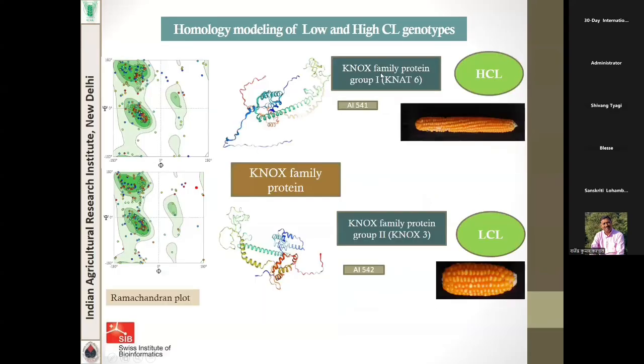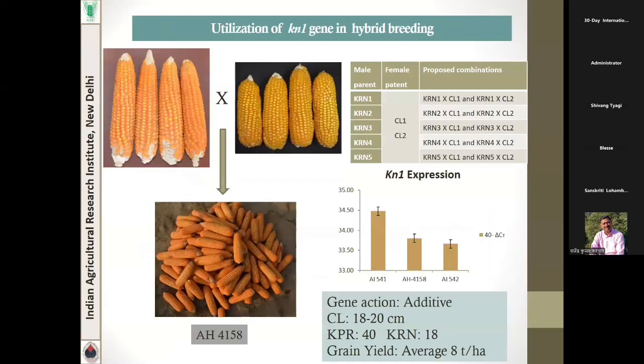So later on, we did a Ramachandran plot also to identify where exactly those changes are happening. We can see that there are changes at particular sites, site number 1, site number 2. There are so many changes with respect to this NOX family genotype, in the high cob length genotype as well as the low cob length genotype. Now we understood that there is a deletion of some nucleotides, 75 nucleotides or 25 amino acids. These changes might have caused this variation in cob length among the tested genotypes.